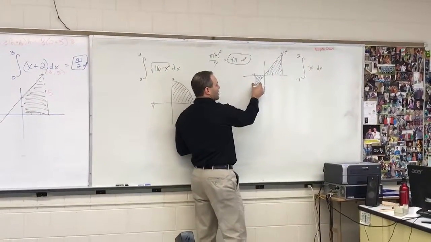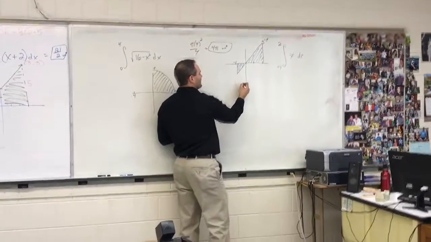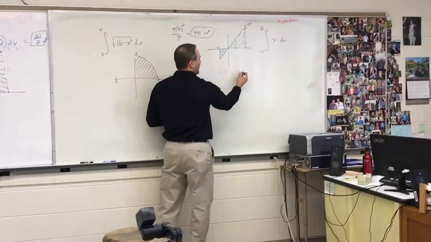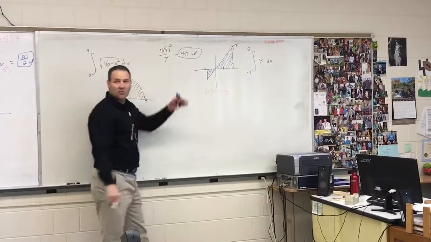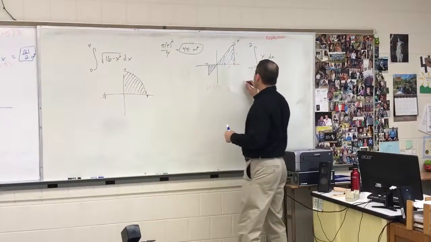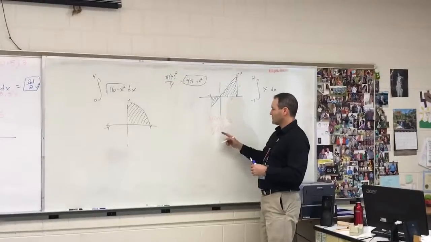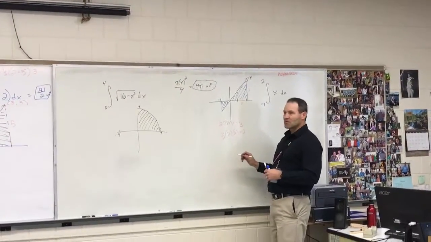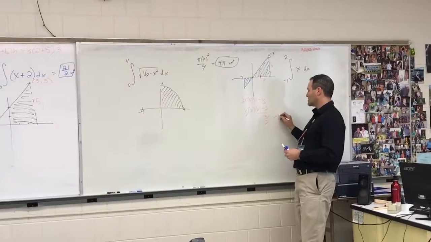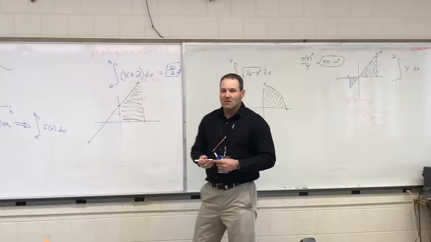So this area right here is 1/2 times 1 times 1, so it's 1/2, but it's actually negative 1/2, because it's below the x-axis. And this one would be 1/2 times 2 times 2, which is 2. So our answer would be 3/2 units squared. If we just write u squared, we know what it means.